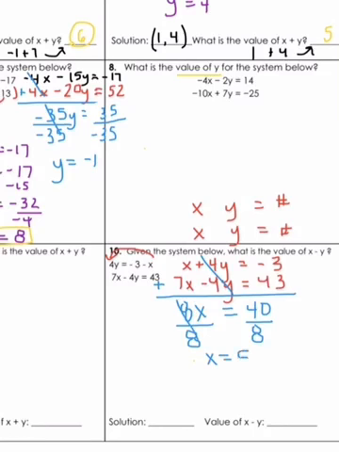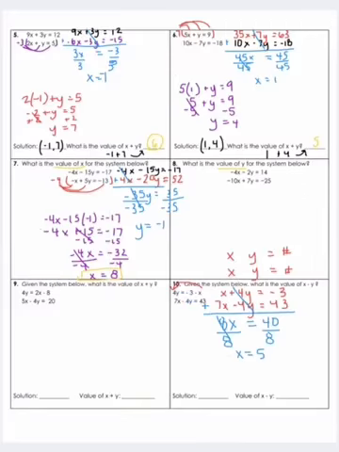So the x value is 5, and we need to find the y value. So I'll pick the top equation, and we'll plug it in. So we'll do 4y equals negative 3 minus, and our x is 5 this time. And so 4y equals negative 8. Divide both sides by 4. The y is negative 2.